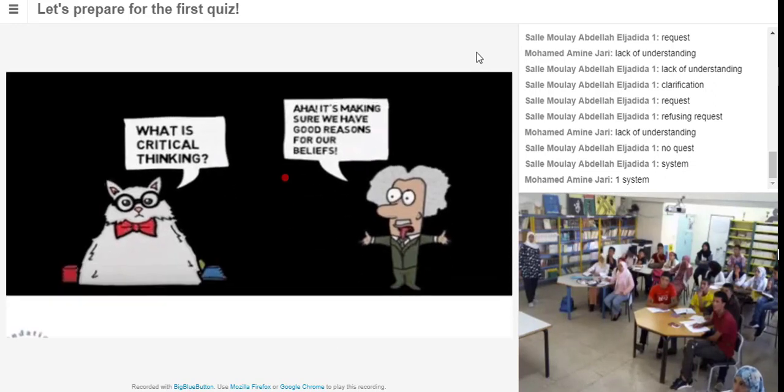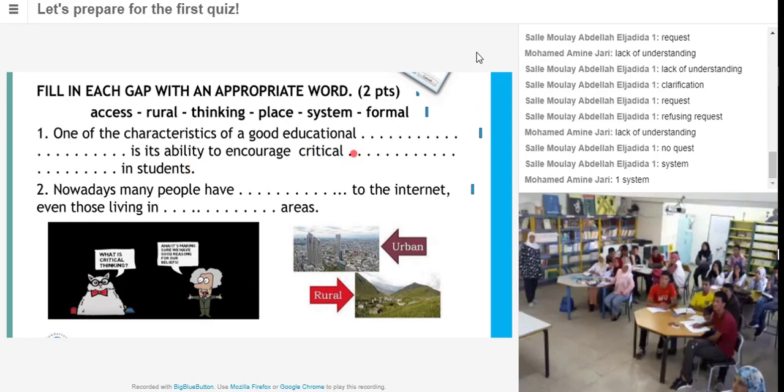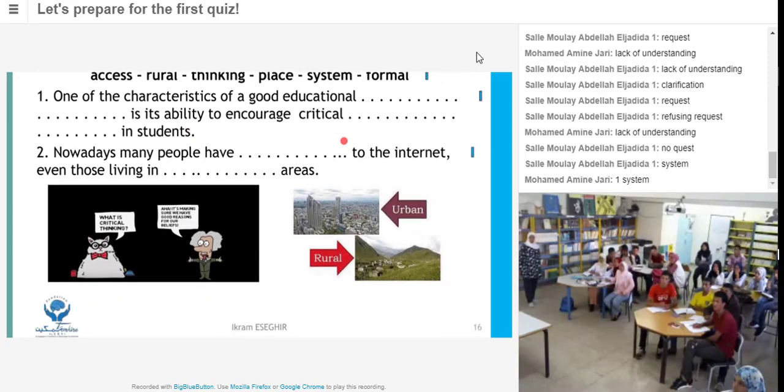Critical thinking, what is critical thinking? It's making sure that we have good reasons for our beliefs. It means you are not subjective. When you have an idea or when you have an opinion, you think and you have good reasons for it. So that we call it critical thinking. All right. So critical thinking and your system. Let's move on to sentence number 2.